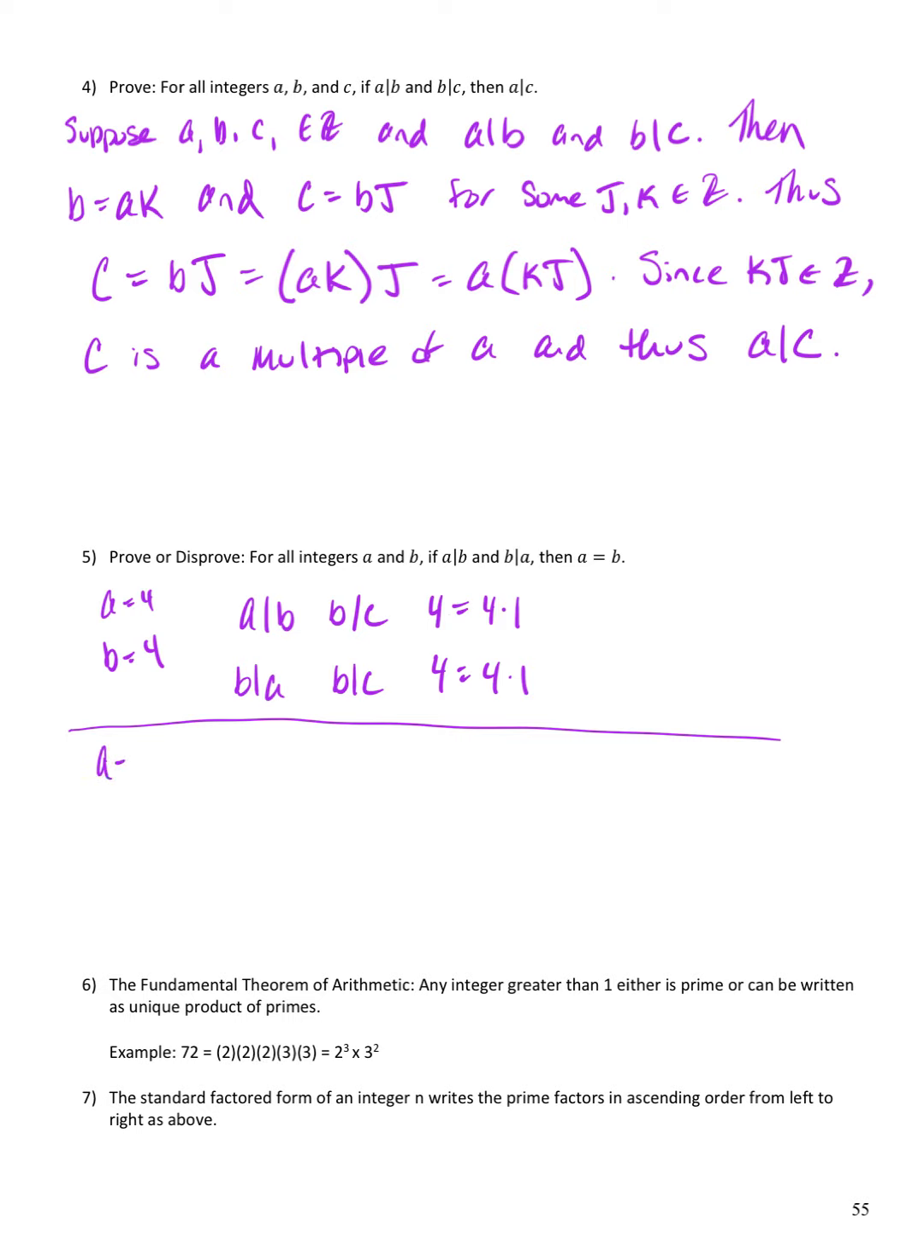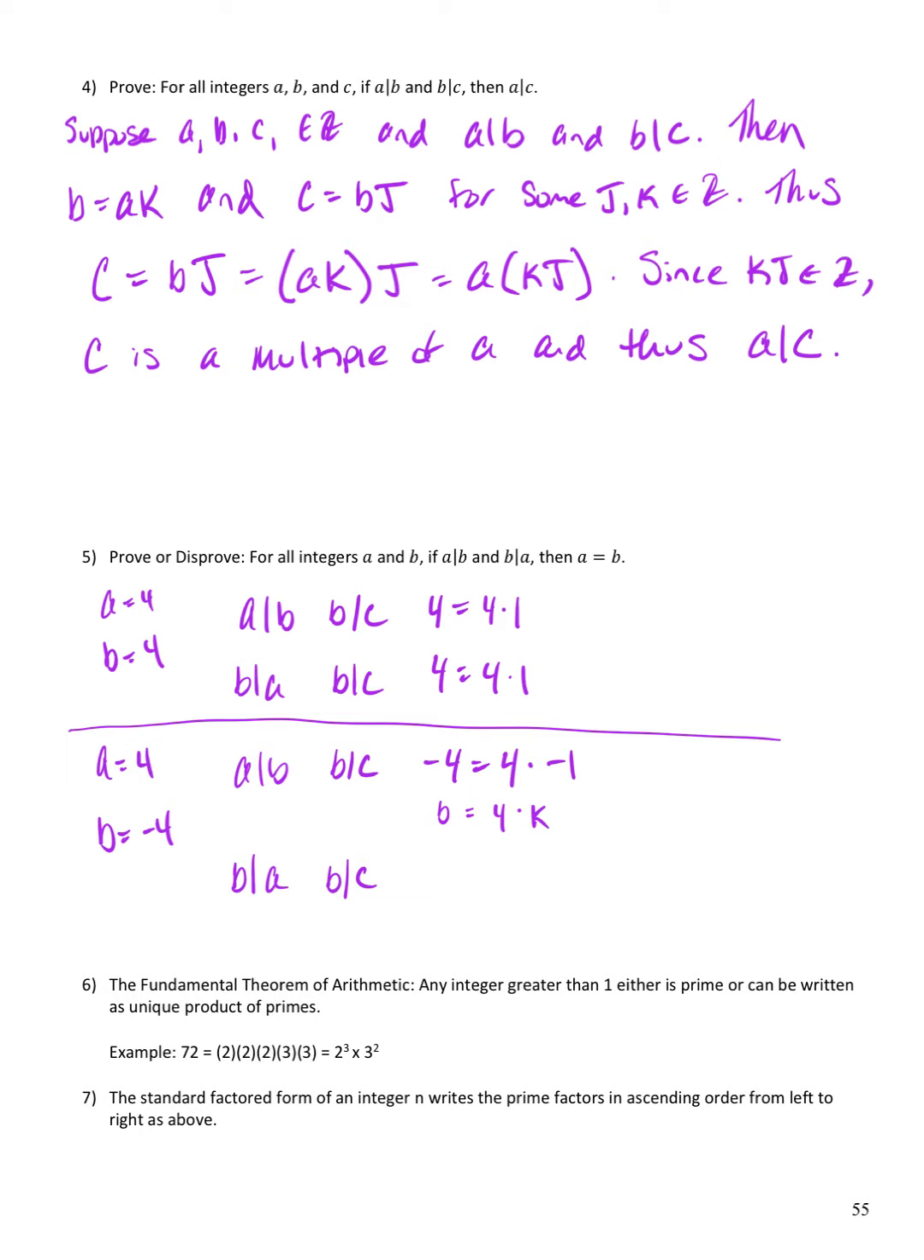What if a is 4 and b is negative 4? So does a divide b? Yes, because a goes into b. So that means b, which is negative 4, can be rewritten as 4 times negative 1. Right, so this is b equals 4 times an integer. And then does b divide a?